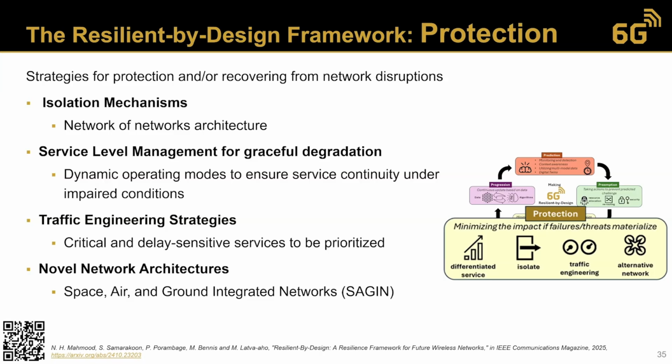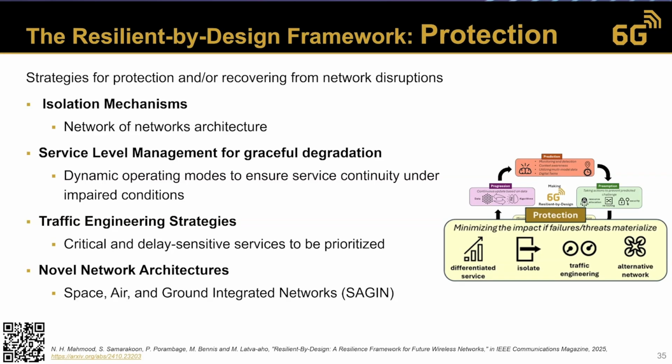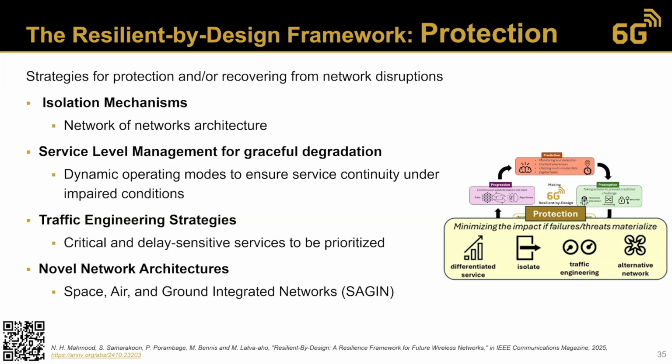The third is traffic engineering strategies. So for example, when you have a failure, then you should try to prioritize critical and delay sensitive services or traffic, while, for example, blocking the low priority traffic or services, so that at least the important and mission critical services can continue to be supported. And finally, we can have diverse network architecture, so alternative networks, for example, space, air, and ground integrated networks that integrate terrestrial and non-terrestrial networks to support adaptive network architecture.